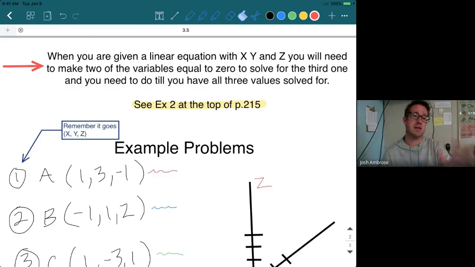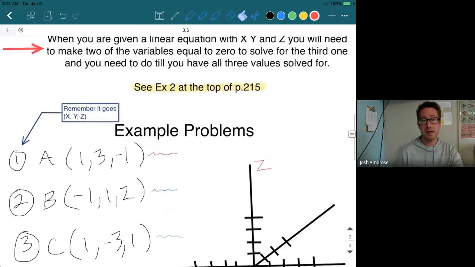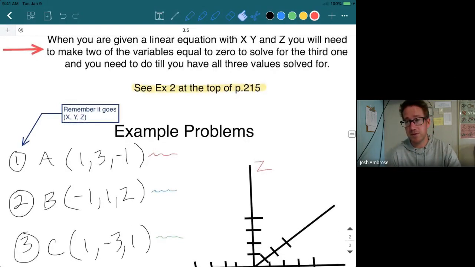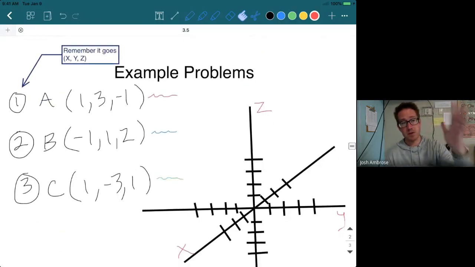Okay, so for example, if you wanted to solve for z, you would make x and y 0. And then you need to go back and redo it. Solving for x, you would make y and z 0. All right, and then you keep going until you have all 3 values. All right, let's jump into our notes. Oh, and by the way, example 2, top of page 215. It's a great example to show you what I'm talking about for solving a linear equation with all 3 variables. All right, don't forget the order here goes x, then y, then z. That's the order of those numbers.